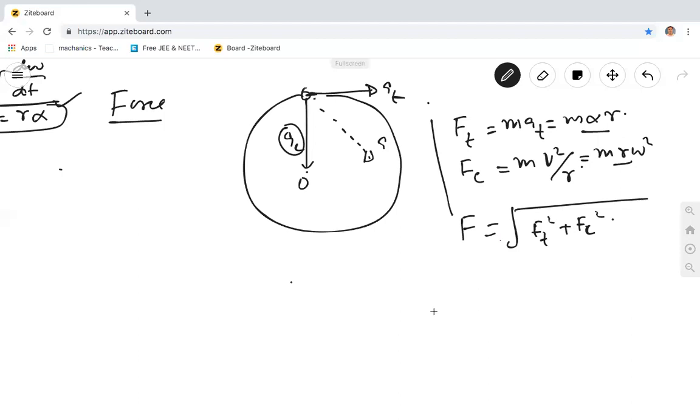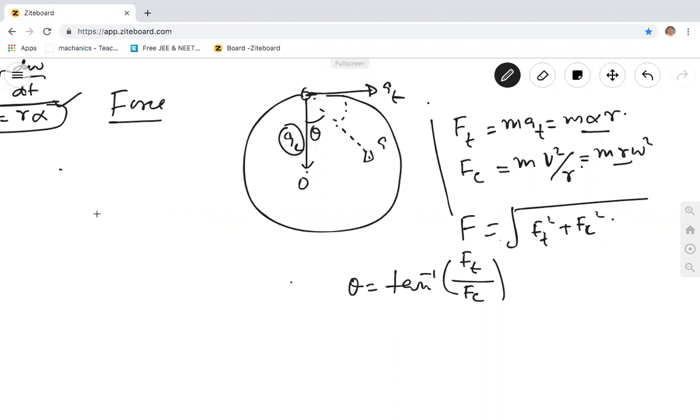Now, one more point. Can anybody tell me what angle this force makes with the radius vector or even with the horizontal? That is theta equal to tan inverse, perpendicular, that is FT, by base, that is FC. It is the same theta as earlier, what the acceleration makes with the radius vector. The net force also makes the same angle with the radius vector. If you have to find the angle with the horizontal, then it is simply tan inverse FC by FT, the inverse of this, and you get that angle.